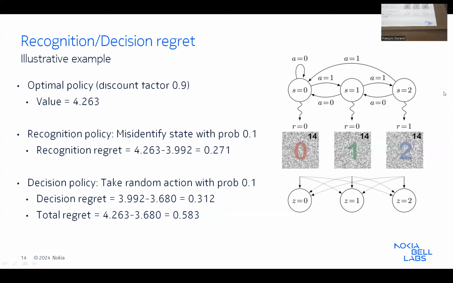If we make those mistakes in the recognition, but we take the perfect decision policy based on that, then it turns out that all we can get as a reward is 3.992. So the regret at this point is the difference between the optimal and what we can do with this recognition policy: 0.271. Suppose based on that recognition policy, we then have a decision policy which just takes a random action with probability 10%. So again, it's not doing the optimal thing.